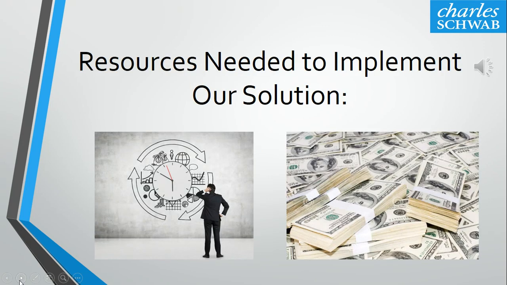Now let's talk about the resources we need to implement our solution. We're going to need two basic resources for this. The first resource being time, and the second resource being money. Now, first let's talk about the time. The time we need is basically the time needed to set up this program. There's going to be a lot of calculations involved, basically figuring out how many points you'd be awarded for meeting what goals, and how the goals are going to be specifically tracked.